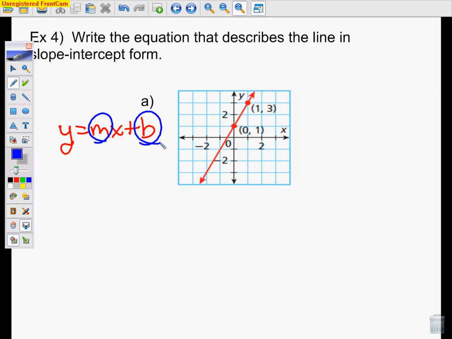Can you look at this problem and tell me what the y-intercept is? Let's do that part first. Can we tell what the y-intercept is? Yeah, it crosses the y-axis at this point right here, at 1. So the y-intercept is 1.